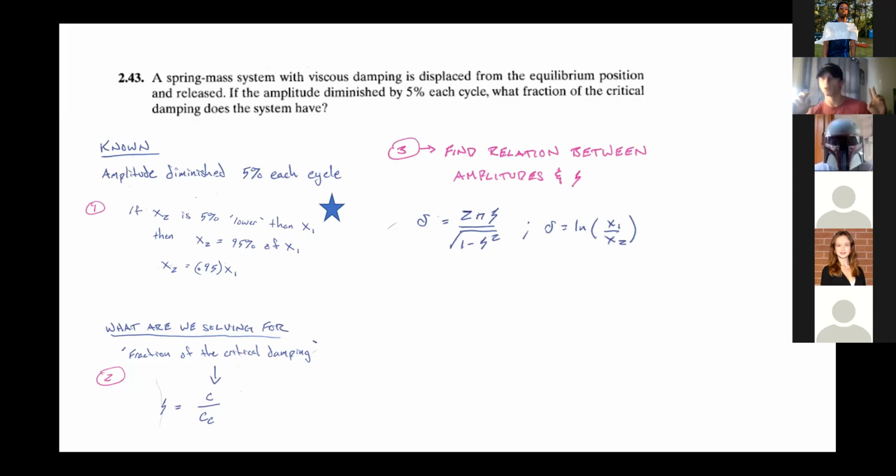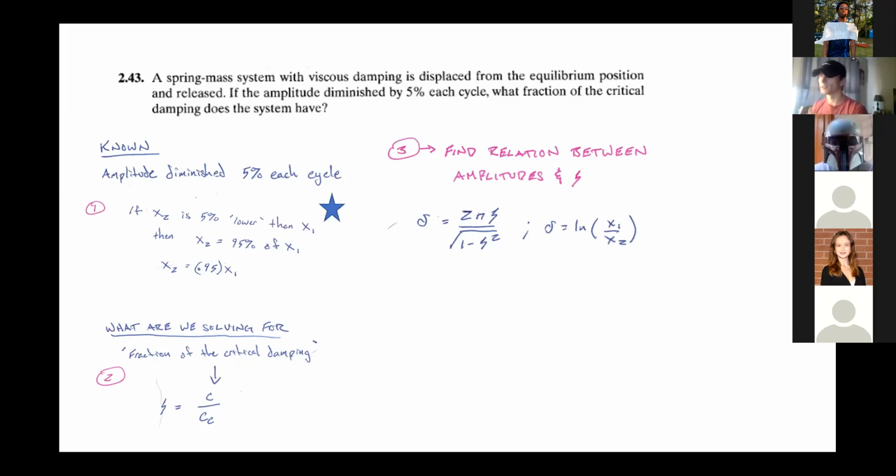A lot of times you won't be able to get from point A to point B without doing two little calculations in the middle. So it's very important to write down what you know and where we're trying to go, what we're trying to solve for. Step 3, find a relation between amplitudes and zeta.